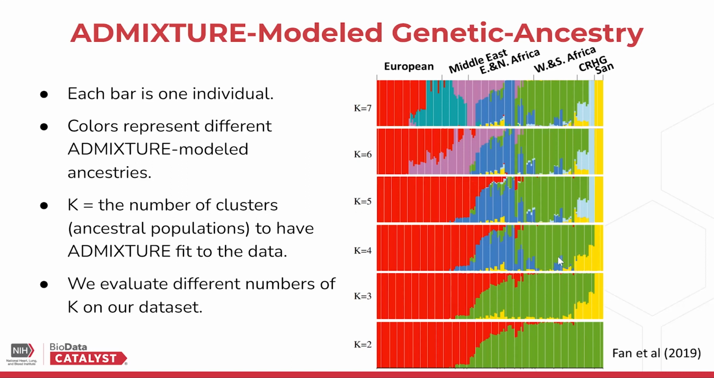And as we go up, we see more and more clusters that this algorithm will assign to different populations. Eventually the Central African rainforest hunter-gatherers get their own cluster. We see different clusters of European as well as Middle Eastern populations. And so it can be a way for us to visualize the genetic diversity within our data set.